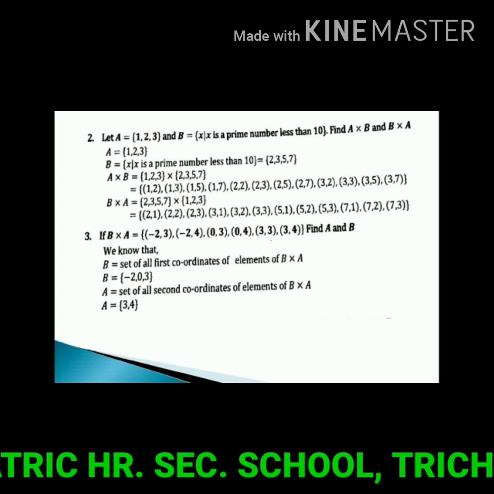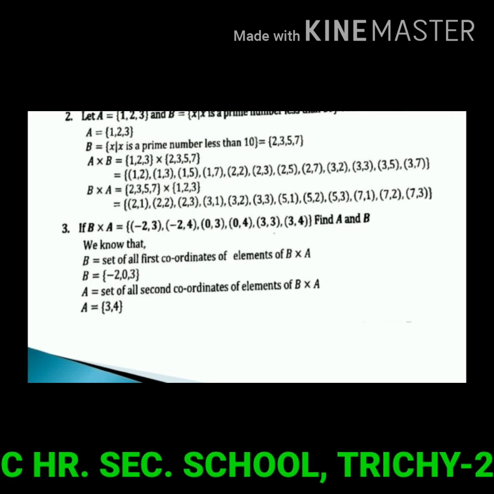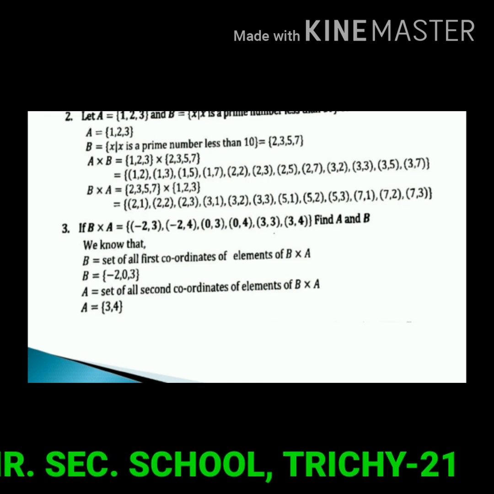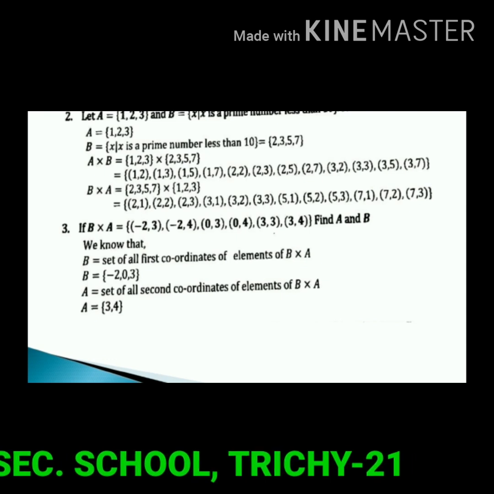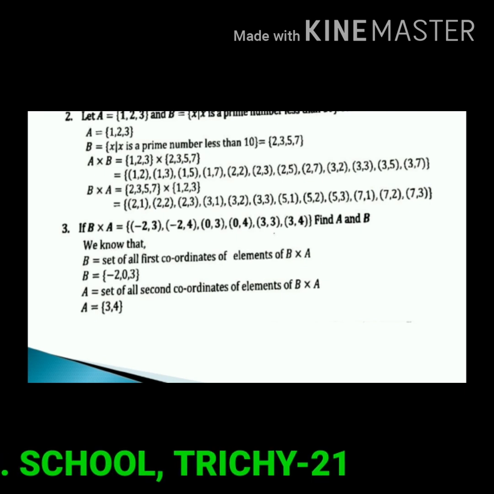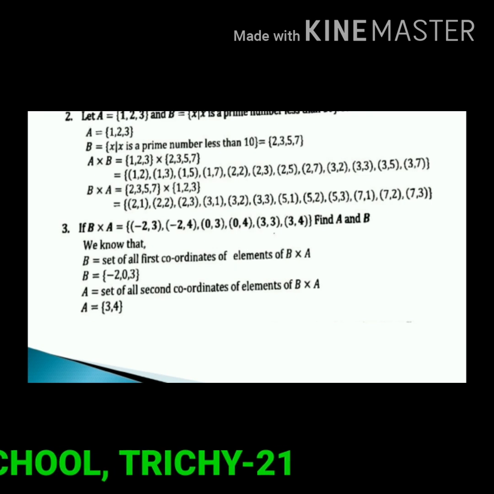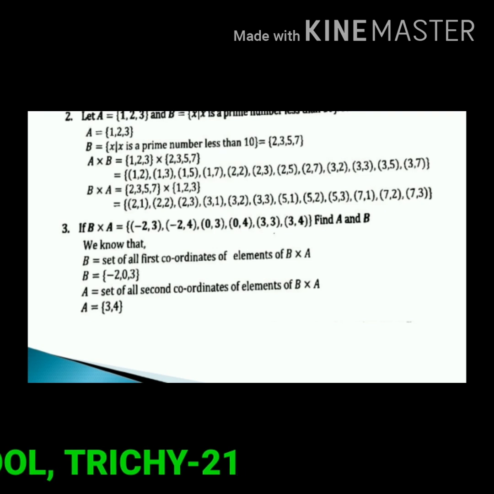Now we apply the Cartesian product. The first element in A set is mapped with all the elements of B set: (1, 2), (1, 3), (1, 5), (1, 7). We take the second element in set A, mapped with set B: (2, 2), (2, 3), (2, 5), (2, 7). The third element in A set, 3, mapped with the B set: (3, 2), (3, 3), (3, 5), (3, 7).